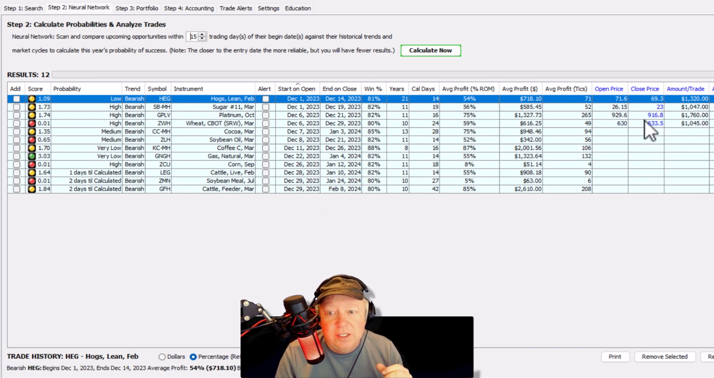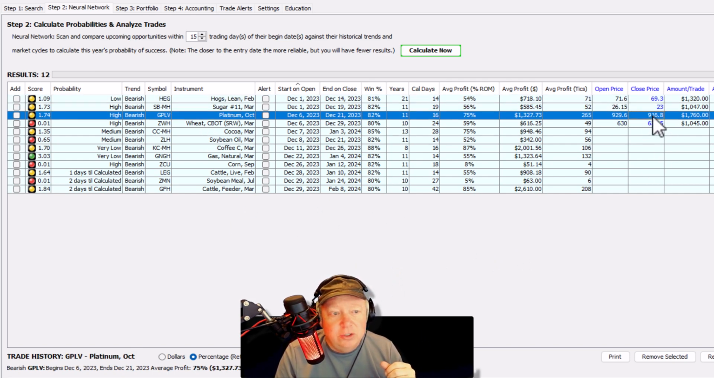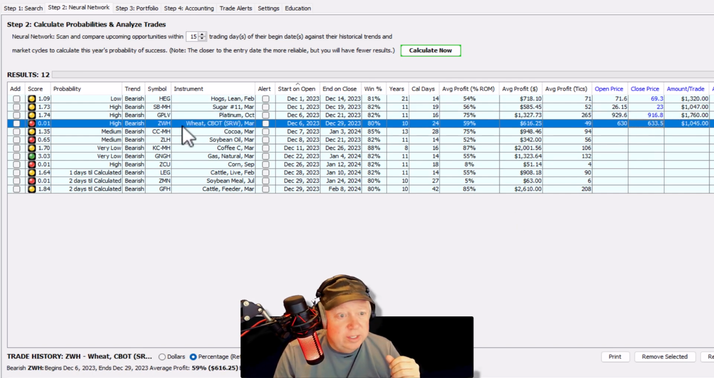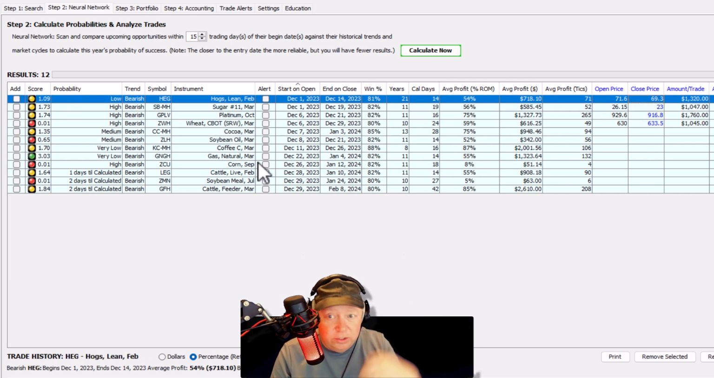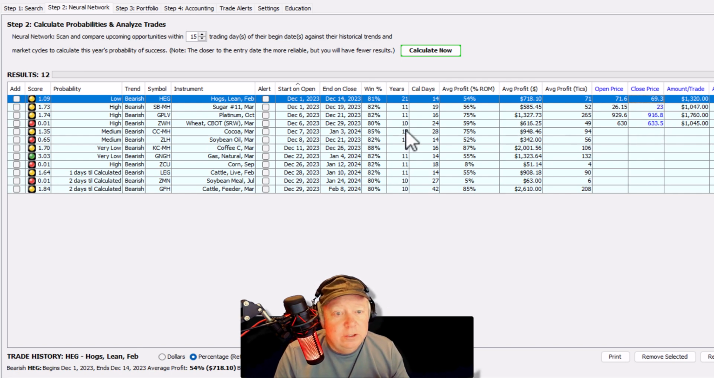And you can see over here, we're already, in this case, on a short position on a high bearish on platinum, up $916. This one here, this is wheat to the short side. We're up $633. This is sugar. Sugar's up $23. And that's, again, to the short side, not to the long side. This lean hogs is up $69. So they're following through, just like we anticipated, losing money if you're long, making money if you're short, through the first part.